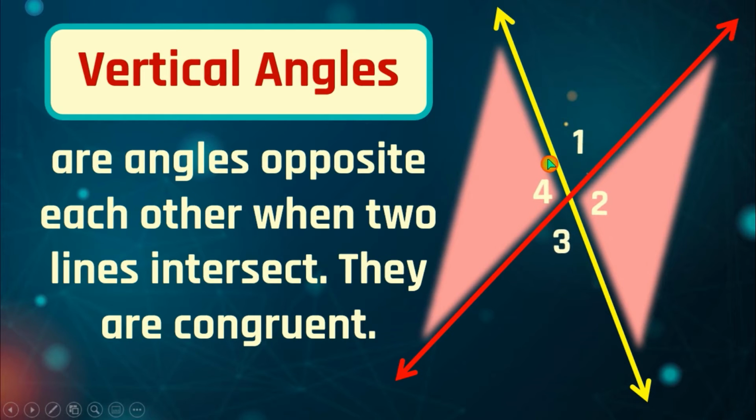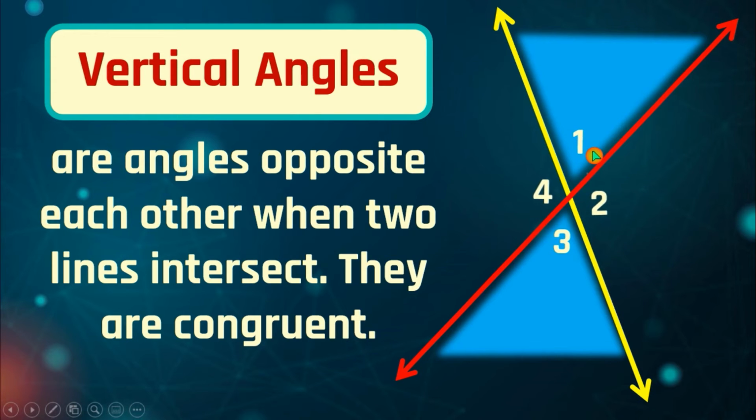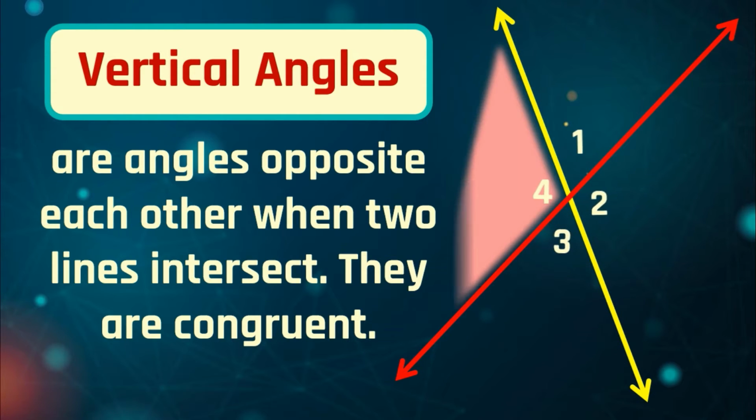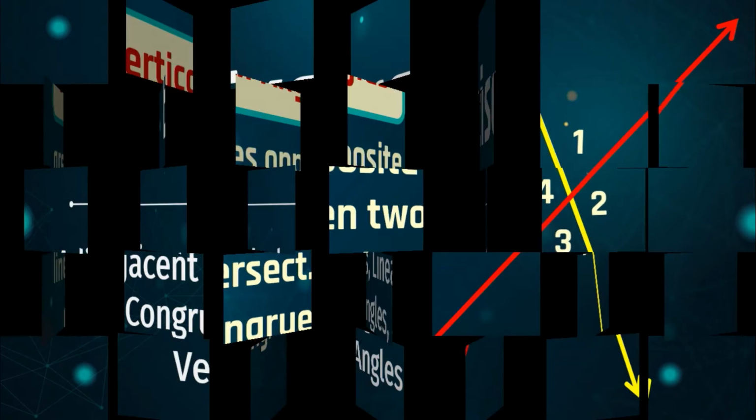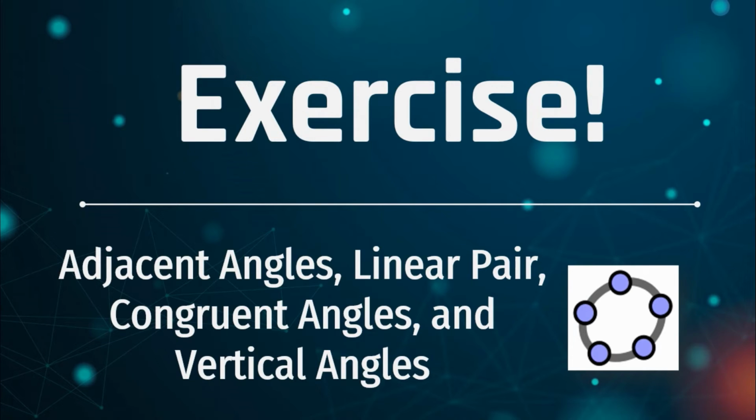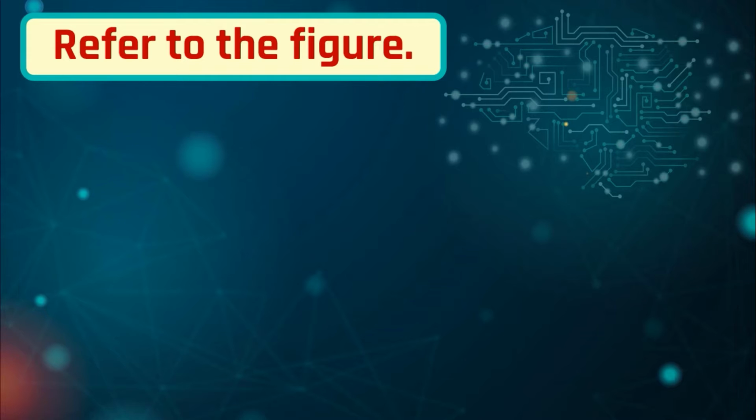Tanong, si angle 1 ba at saka si angle 4 ay magka-vertical? No. Okay? Si angle 1 ba at saka si angle 2 ay magka-vertical? No. Ano yung magka-vertical? The two angles opposite each other. So, yung magkatalikuran, or yung isang nakaharap doon sa taas at nakaharap sa baba. Okay? So, let us now proceed to the exercise about adjacent angles, linear pair, congruent angles, and vertical angles.